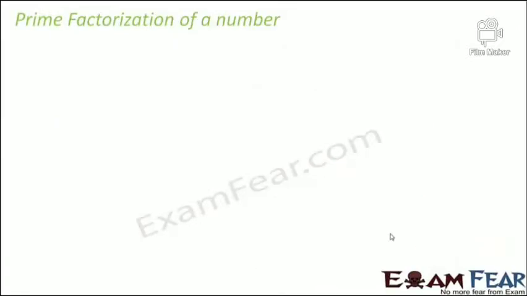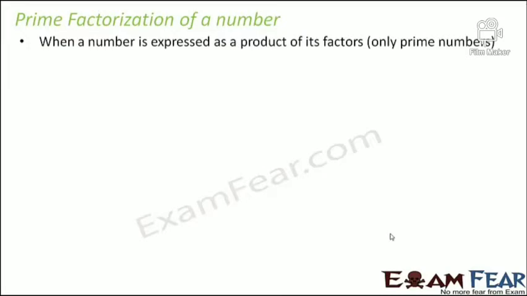So now that we are clear with the concept of prime numbers, and with the concept of factors, common factors and multiples, it is time that we introduce a very interesting concept called prime factorization of a number. So factorization, what is the meaning of factorization? Factorization means writing a number in terms of its factors. So when a number is expressed as a product of its factors, we say that the number has been factorized, or that is called factorization of a number. Basically, writing a number as a product of its factors.